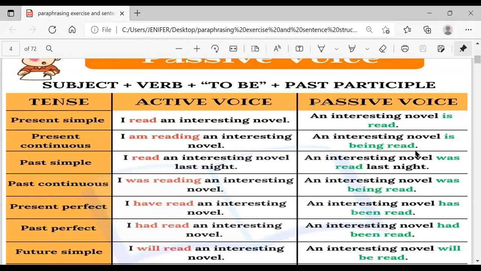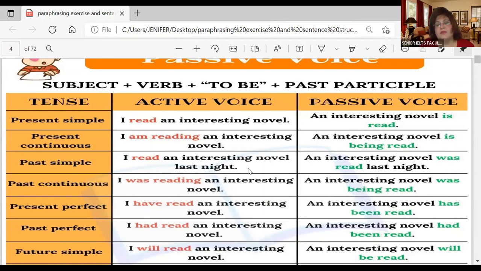Yes, ma'am. Past simple: I read an interesting novel last night. An interesting novel was read last night. Past continuous: I was reading an interesting novel. An interesting novel was being read. Present perfect: I have read an interesting novel. An interesting novel has been read. Past perfect: I had read an interesting novel. An interesting novel had been read.